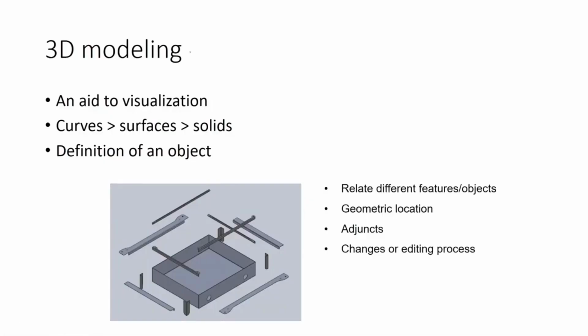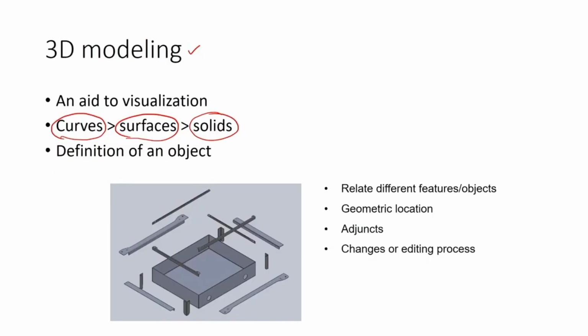The next mode of visualization is 3D modeling. In 3D modeling, we are using solids to visualize the objects. Solids have surfaces. The surfaces are made up of curves. The curves are connected to each other and make surfaces, and the surfaces are stitched together to develop the solids. On your screen you can see the exploded view of a typical 3D model.